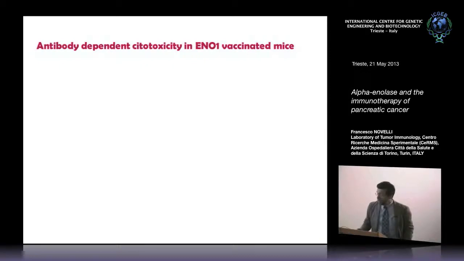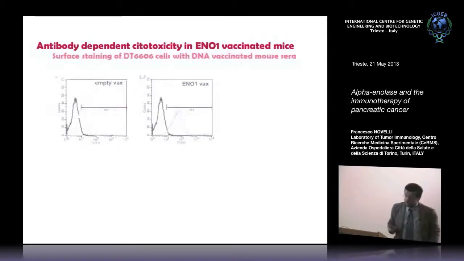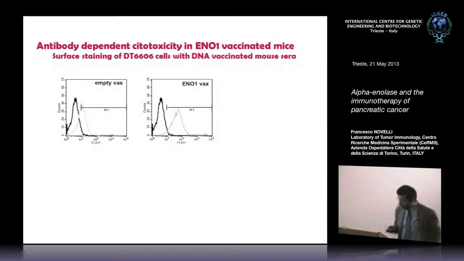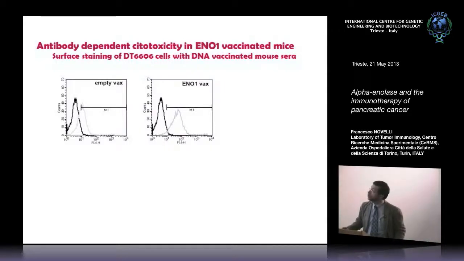What immunological mechanisms underlie this effect of vaccination? First of all, we were able to show that antibodies were able to recognize the surface of the pancreatic cancer line derived from these mice. As you can see, this is the sera of empty vaccinated mice that specifically recognize the surface of this cell line derived from KC mice, but sera of vaccinated mice induced a higher signal in recognition in these cells.